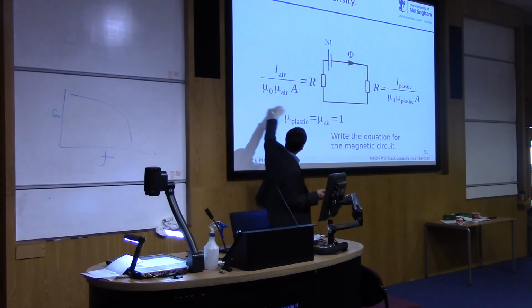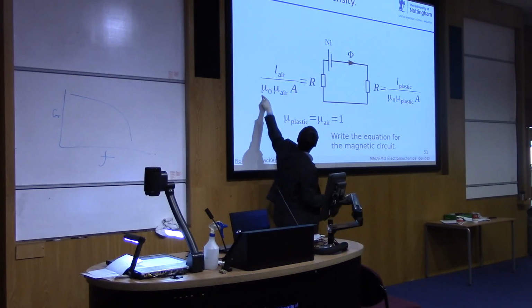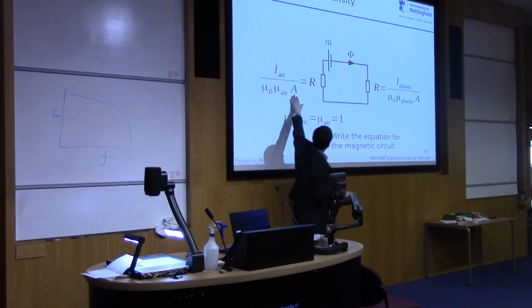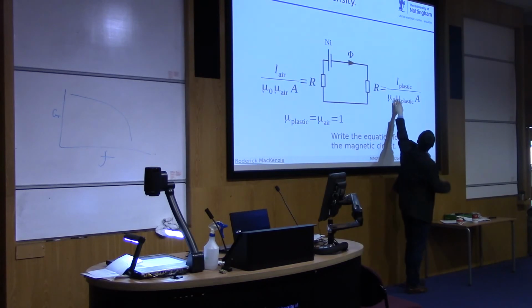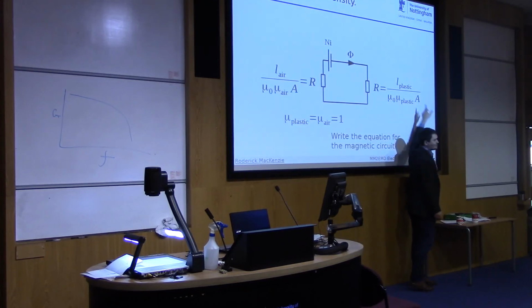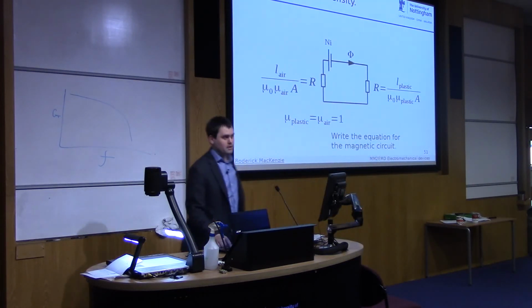So I said the resistance of this is equal to the length of the air gap divided by the relative permeability of air divided by A. Then this resistance is equal to the length of plastic over the permeability of free space divided by the relative permeability of plastic divided by the area.